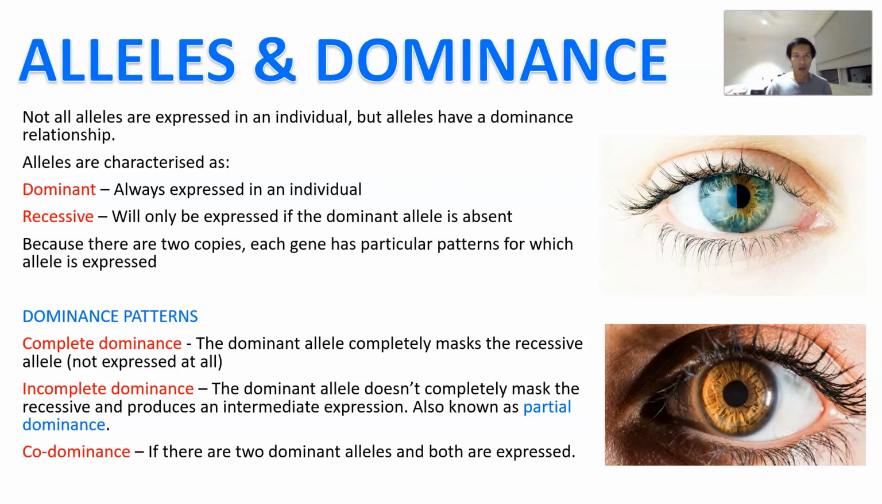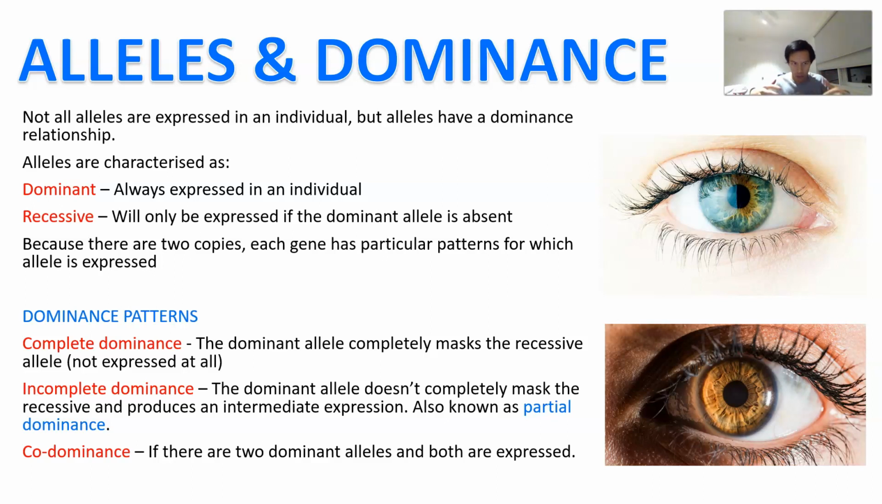Okay, so in the last chapter, we talked about alleles, right? You remember you have two variations of the same gene, one from mom and one from dad. Now, it turns out not all of the alleles that you have are generally expressed in an individual, but the two alleles you get from mom and dad have a dominance relationship, right? So alleles are characterized as either dominant, which means they are always going to be expressed in an individual, or recessive, which means they're going to be expressed only when the dominant allele is absent. Because of the two copies, each gene has a particular dominance pattern in which one is going to be expressed.